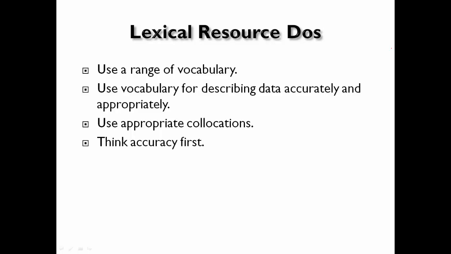If you go in and you think range first, if you think about giving the biggest range of vocabulary possible, you will make mistakes and you'll lower your mark. However, if you play it safe and think about accuracy first, you will have a wide enough range of vocabulary to get a high score. So always think about making fewer mistakes, about getting everything correct first. And then at the end, if you have time, you can think about widening your vocabulary, but try and minimize mistakes first.